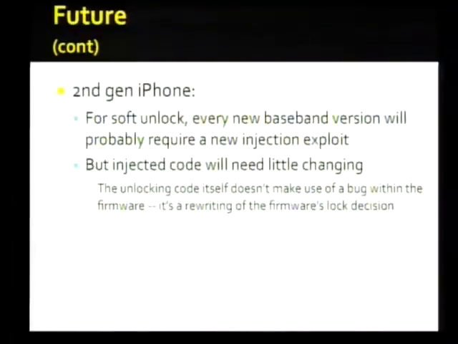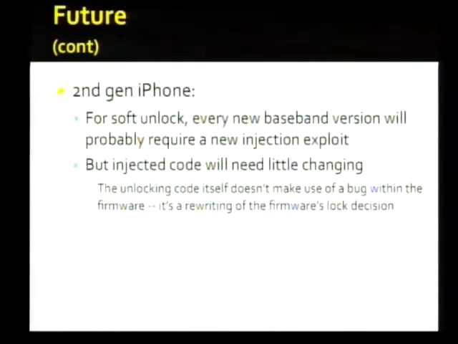Second-gen phone, for now, soft unlock is great. It's a great first step. It'd be nice to have a permanent unlock similar to the first-gen phone. The problem with the soft unlock is every new baseband version, people will update to it blindly. They'll lose the soft unlock, and they'll have to wait for a new injection exploit to be found to inject the unlocking code. But the unlocking code itself, again, won't need to be changed.